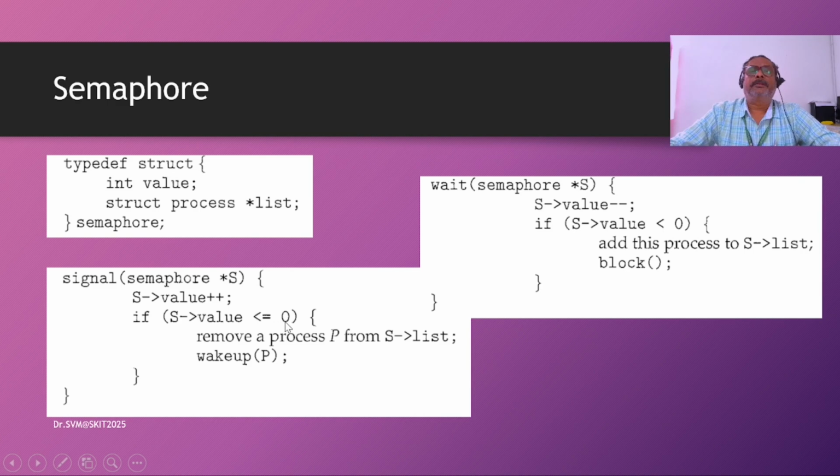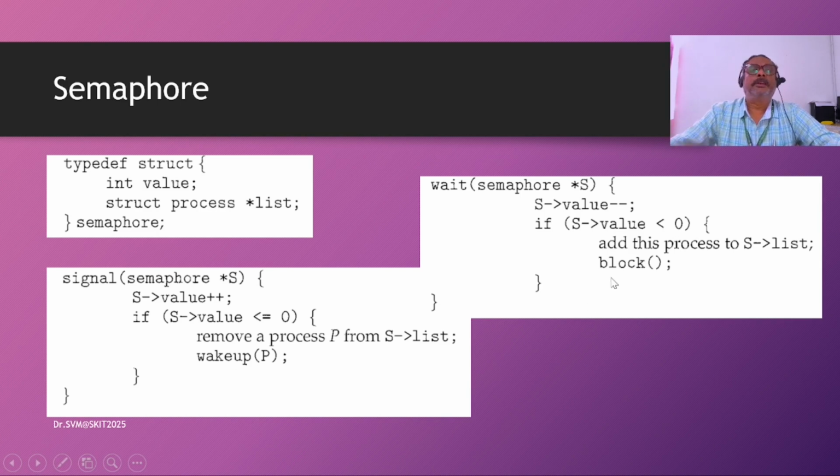Even if it is 0, it means one process was waiting, wake up. If it is less than 0, then at least one process is waiting, so remove one process P from that list and wake up that process. So that's as simple as that.